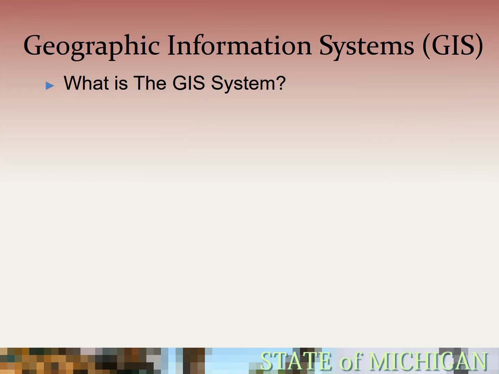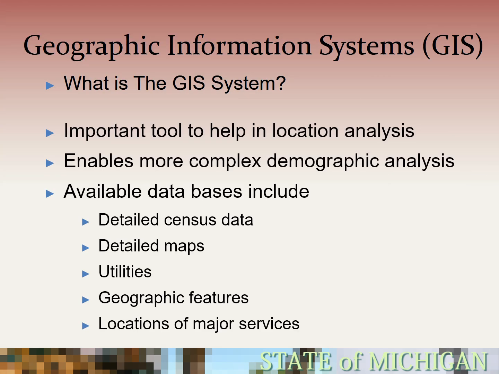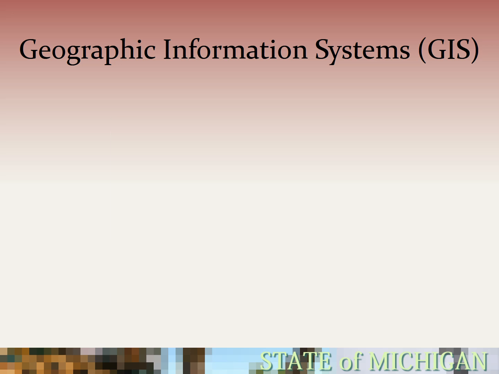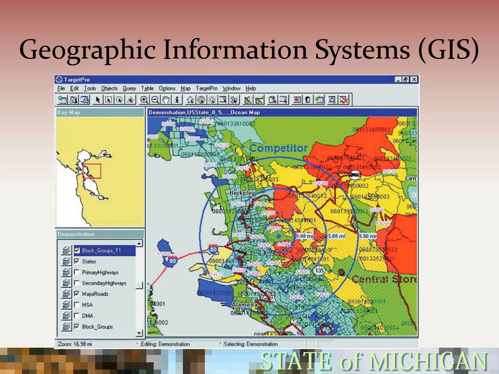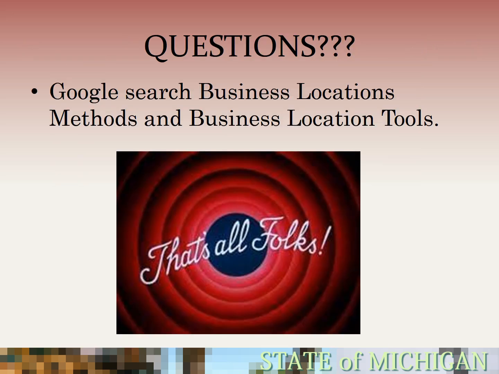The Geographic Information System is an important tool to help in location analysis in that it enables more complex demographic analysis. Available databases include detailed census maps, detailed maps, utilities, geographic features, and locations of any major services. So here you can see a map and the competition looking at the best place to locate. There are a lot of questions.